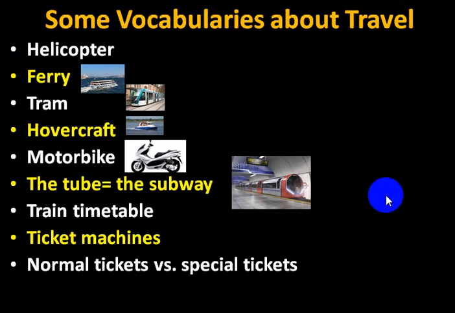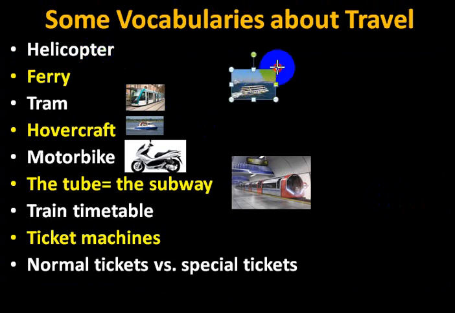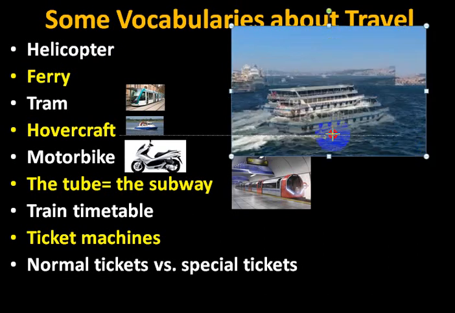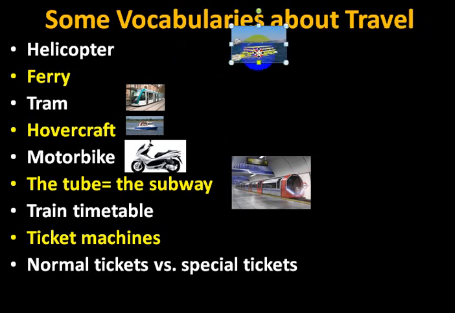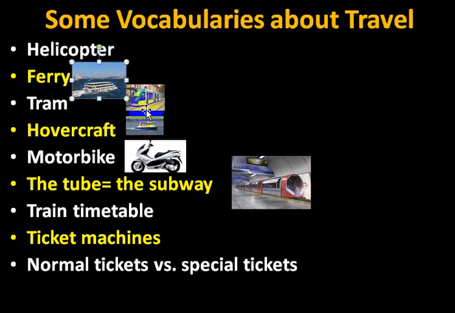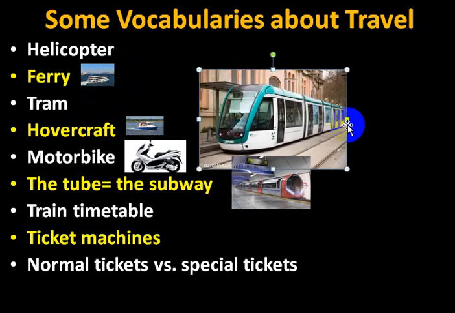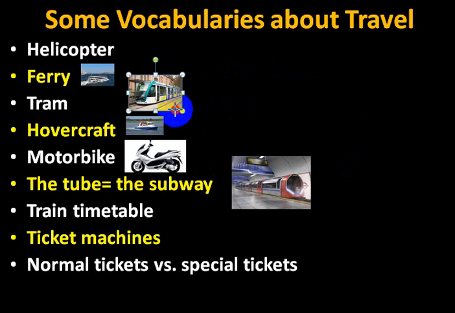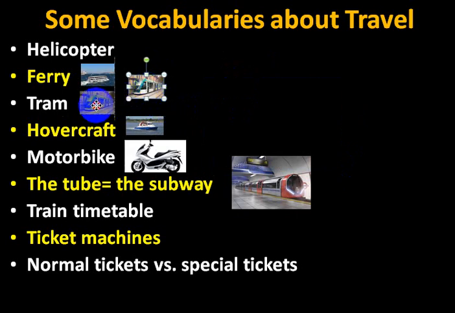The other topic that you have to learn in this PowerPoint is some vocabulary about travel. Here we have helicopter, then we have ferry. Let me just zoom in on this image. This is the ferry. I guess you know it. Then we have tram. It's not "a tram," it is "tram." This is a tram. See, you can enlarge the images later on when you receive the PowerPoint.